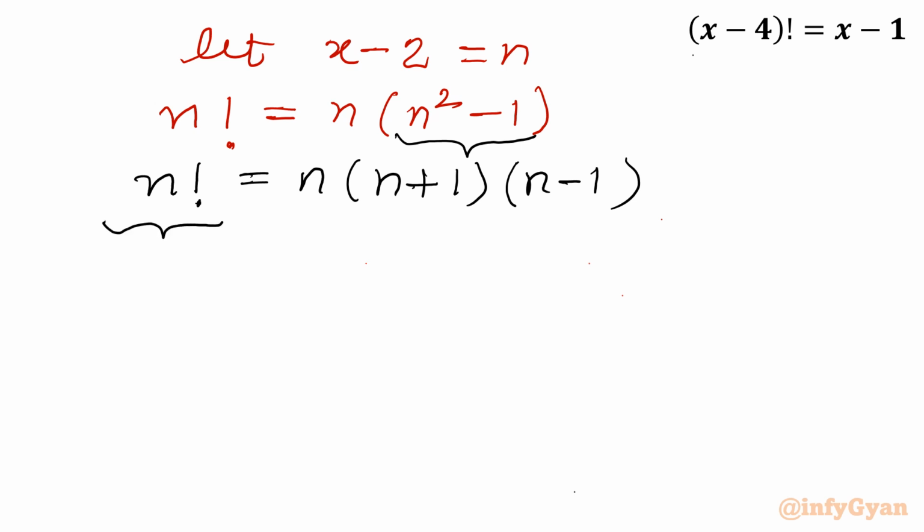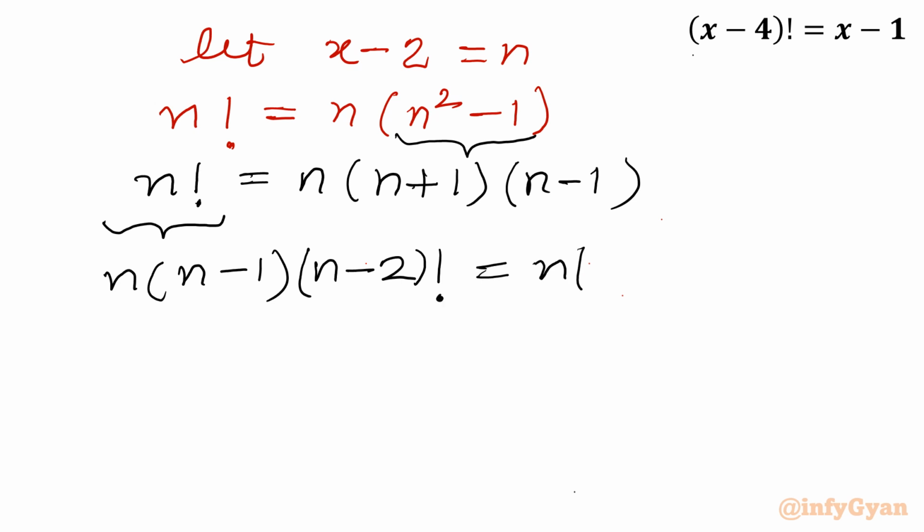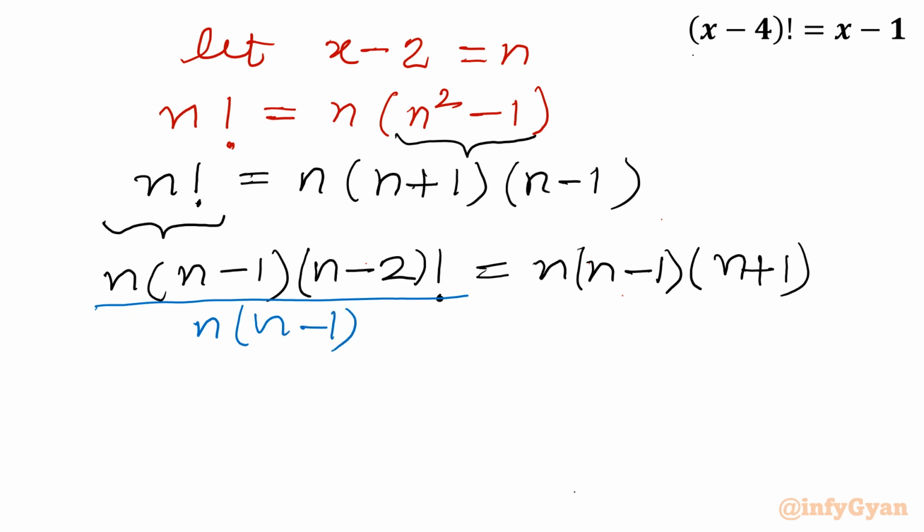Now from LHS we can apply the recursive formula once again: n times (n − 1) times (n − 2)!, and RHS I can write n times (n − 1) times (n + 1) as it is. Now I will divide both sides by n times (n − 1). Make sure n cannot be equal to 0 and n cannot be equal to 1.